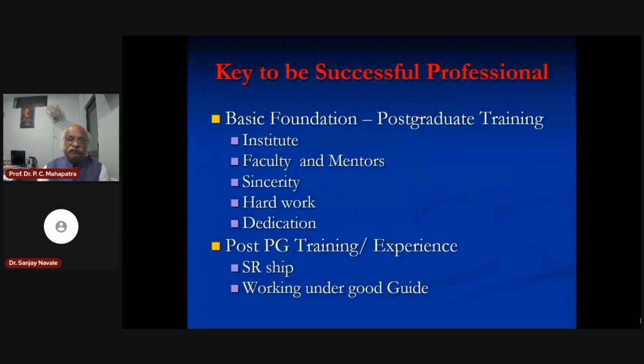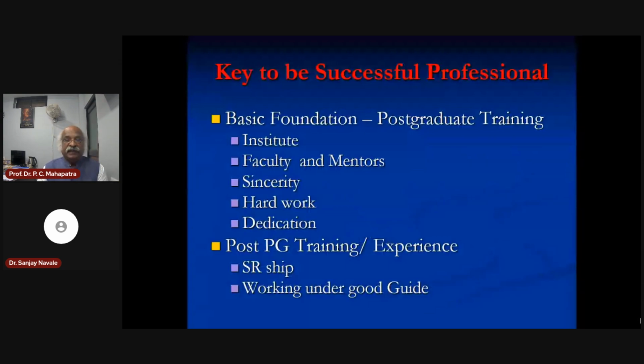Apart from it, individual effort of sincerity, hard work and dedication during these 3 years of post-graduation is absolutely rewarding and paid back in the next 30 years onwards. I'm sure that if you have a strong foundation in these 3 years, then over 30 years in practice, you can be a good professional.